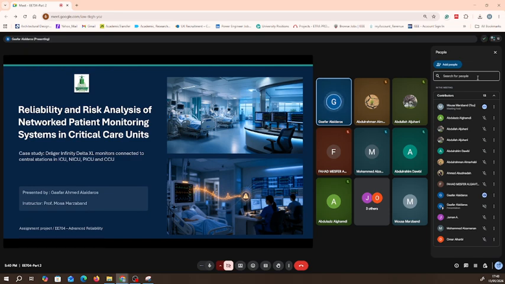The objective is to use real data and reliability engineering tools to identify the dominant failure source, estimate key reliability indicators, and propose a practical improvement strategy for safer and more reliable monitoring in critical care units.